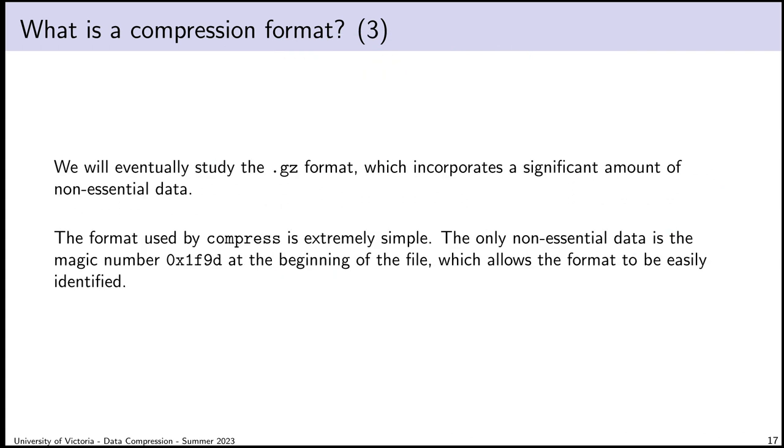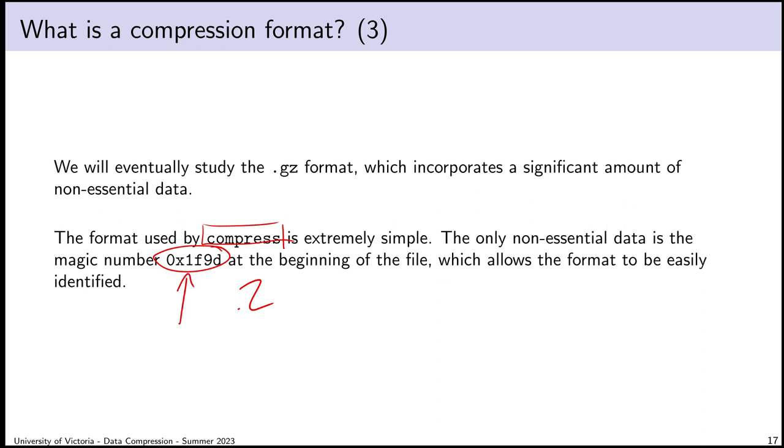So we'll talk about the extra metadata when we talk about the gzip format. The compress program, the ancient Unix compress program, does add a little bit of metadata. The only non-essential thing is the magic number. So the beginning of every .z file is going to be these 2 bytes.